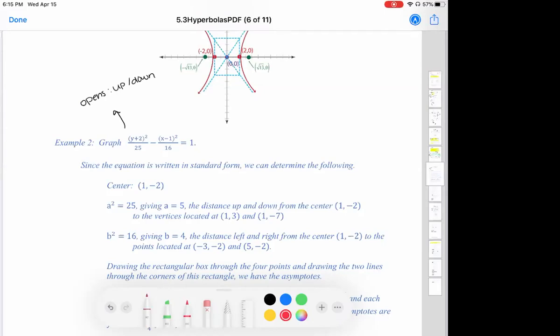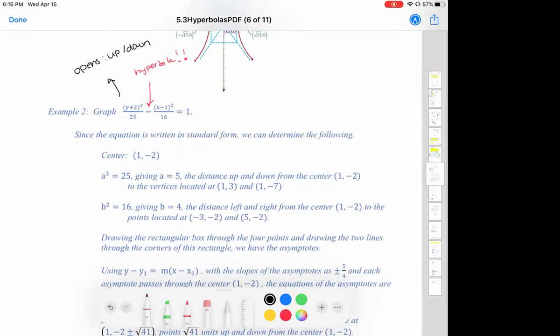Now again, we have a hyperbola because we have a minus. That lets us know we have a hyperbola. We can have the same thing with a plus, and we have an ellipse. But that minus gives us a different graph. And you have to make sure it's equal to 1. If not, we have to do more work.